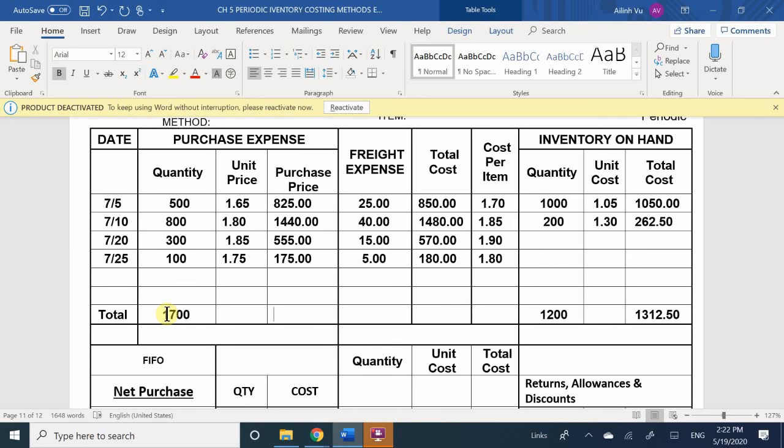All right. What's our total purchases? Total purchases are $2,995. And what is our total freight expense? Total freight expense is $85. My total cost is 1,580, 570 and 180 is $3,080. Perfect.